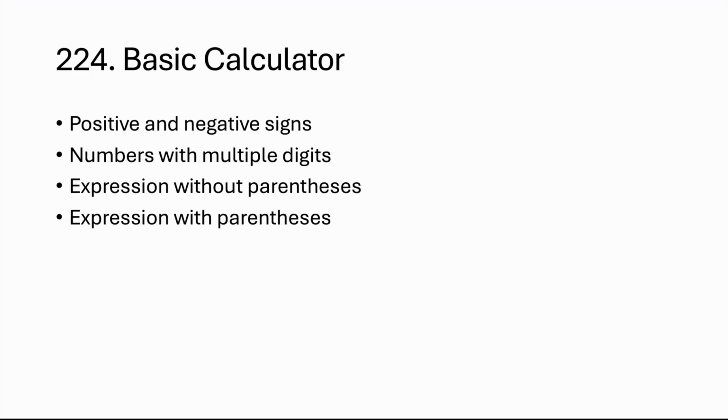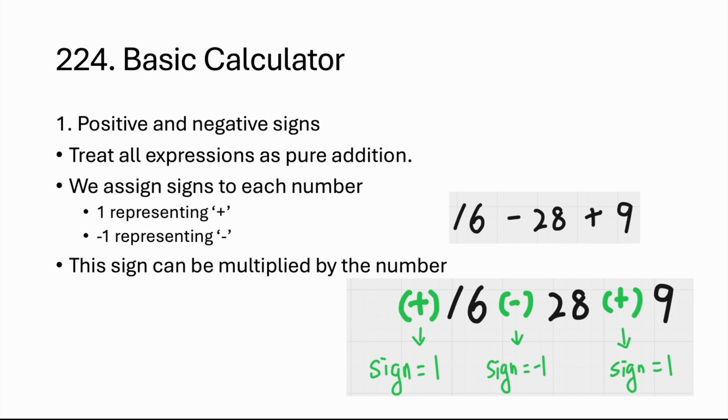So, in order to solve this complicated problem, we can break it down to 4 parts. The first part is positive and negative signs. We can treat all expressions as pure addition. We assign signs to each number, 1 representing plus, -1 representing minus. This sign can be multiplied by the number.